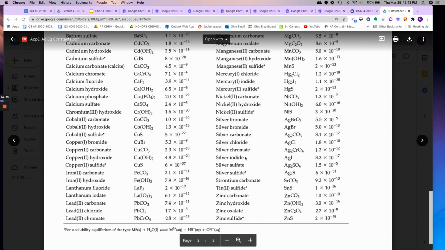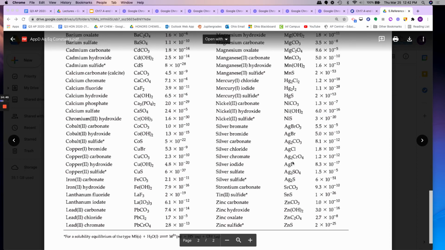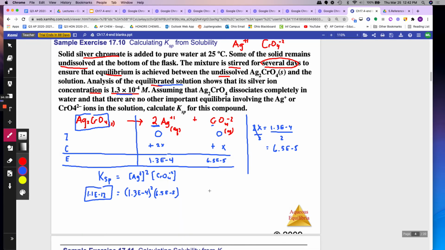If you look at the Ksp chart, I found silver chromate right here, Ag2CrO4, and it's 1.2 E -12. We got 1.1. Of course, the last digit is uncertain. It can change, but we're pretty close. So now you know how they got these numbers. They just took the solid, put it in some water, waited a long time, and then measured how much dissolved, and then multiplied the numbers. Okay? And that's how they got the Ksp. And Ksp stands for Solubility Product by just multiplying it.